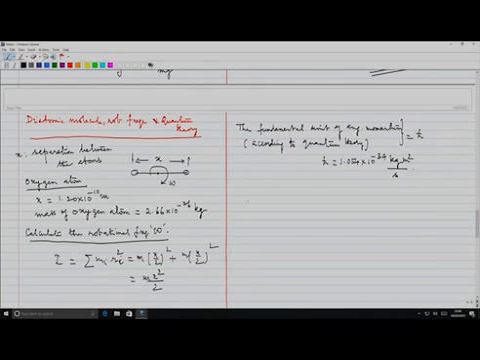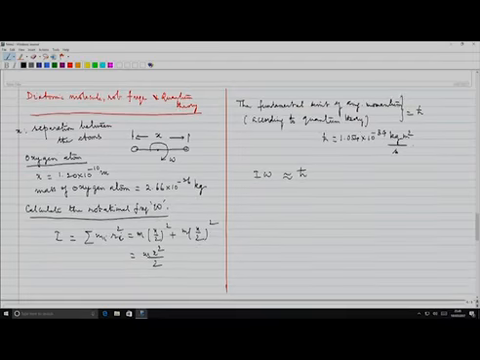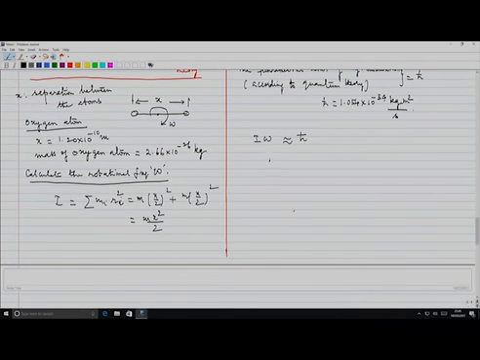from the given data, I can calculate the moment of inertia of the object. Therefore, moment of inertia into omega, namely the rotational frequency, must be of the order of h cross. Therefore, omega is equal to h cross divided by I, which is 1.054 into 10 to the power of minus 34 kilogram meter squared per second.